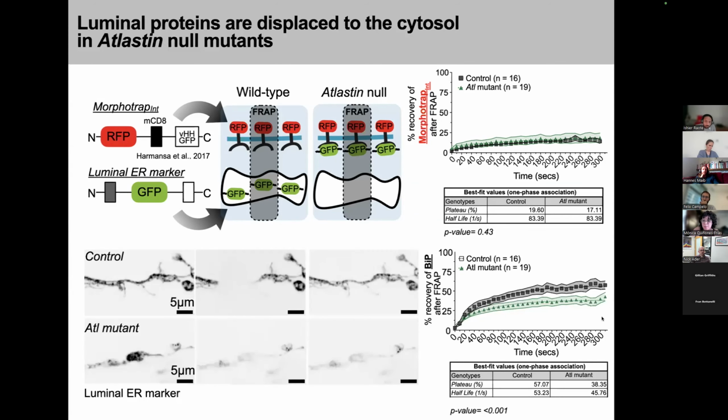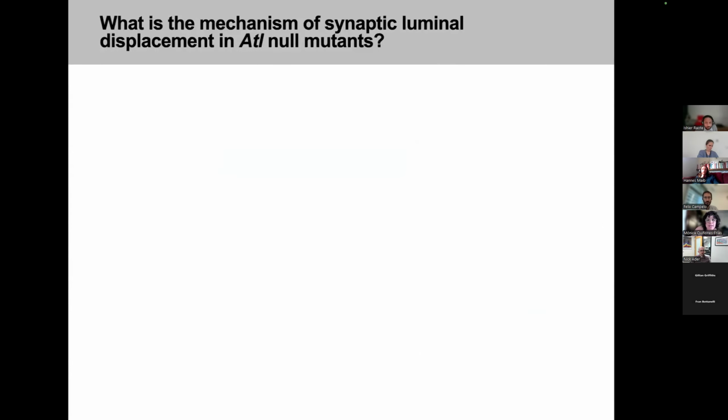So in this bottom graph here, green is the Atlastin mutant, and you can see that both the mobile fraction is reduced and the half-life. And so this provided direct evidence to us that these luminal proteins are actually in the cytosol. And so what is the mechanism of synaptic luminal displacement in Atlastin null mutants? And the answer is we're still working on it.